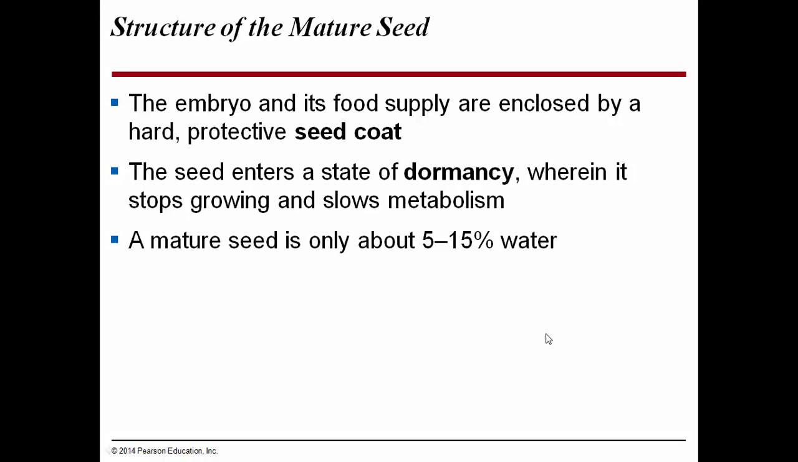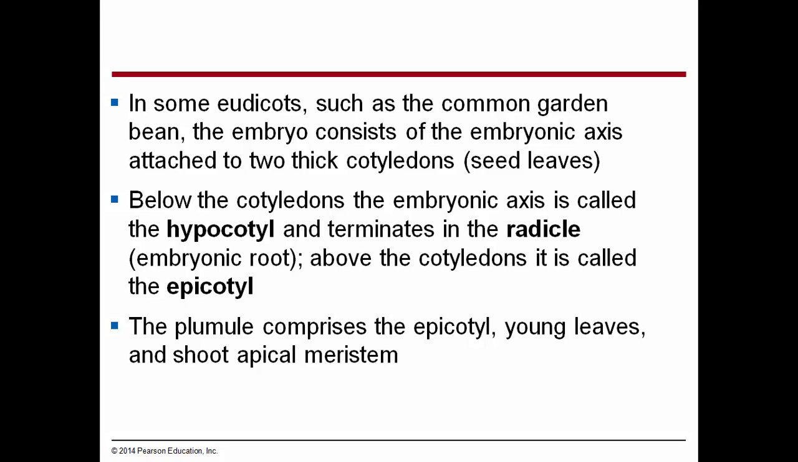The embryo and the food supply are enclosed in a hard protective seed coat. The seed enters a state of dormancy wherein it stops growing and slows metabolism. A mature seed is only about 5 to 15% water. A mature seed generally dries out quite a bit, and in being dried out, it actually prepares itself for conditions where, when there's enough moisture around it, that seed will draw the moisture into it because it's so dry, and then it will begin to sprout.